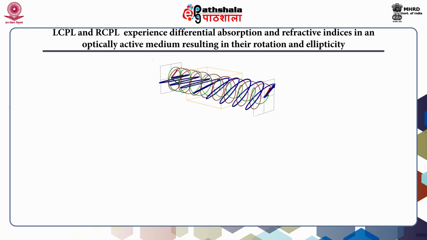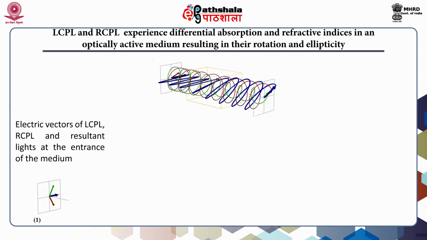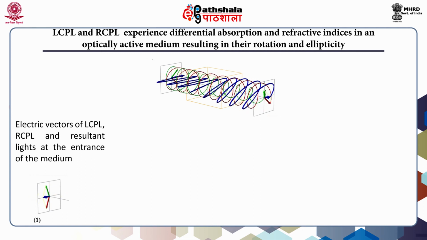So on the bottom, I am showing 4 panels. The first one is the incident light. In this case, LCPL and RCPL are rotating in opposite directions, while the resultant vector is oscillating linearly, or we can say this is linearly or plane polarized light.